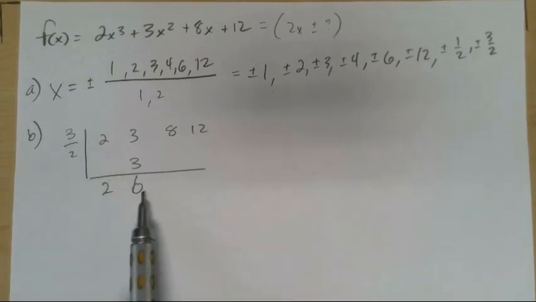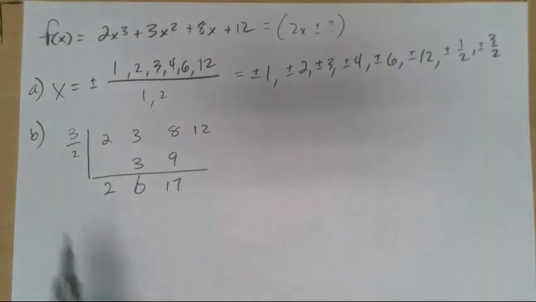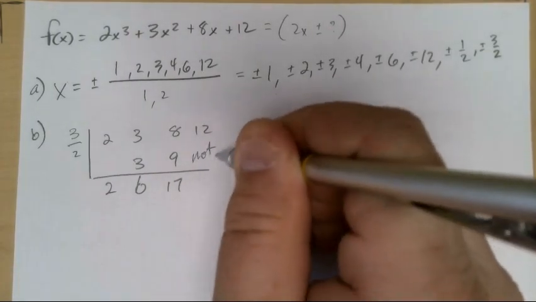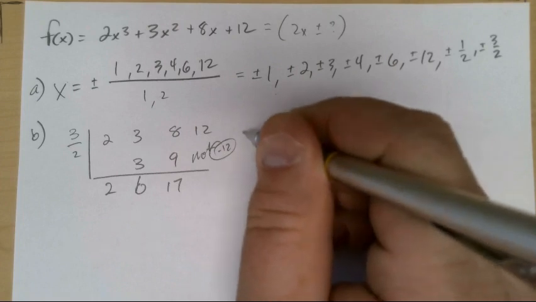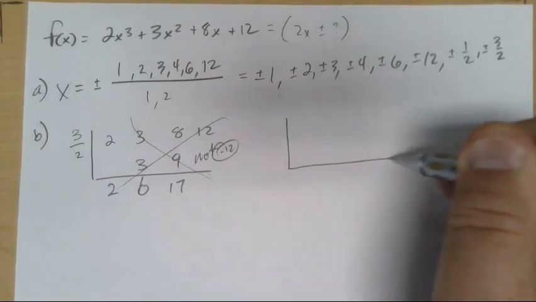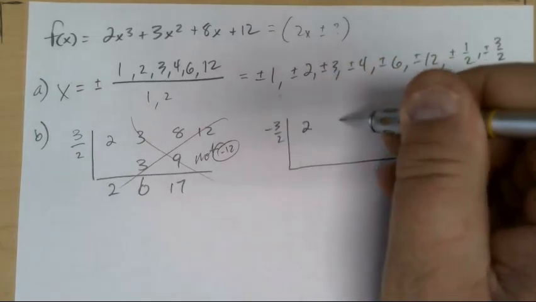3/2 times 6. 3 times 6 is 18, divided by 2 is 9. 9 plus 8 is 17. 3/2 times 17. I don't know what it is, but it's not negative 12. So that didn't work. What about negative 3/2? I think that will do what I was talking about earlier.